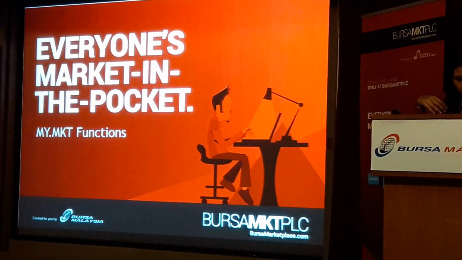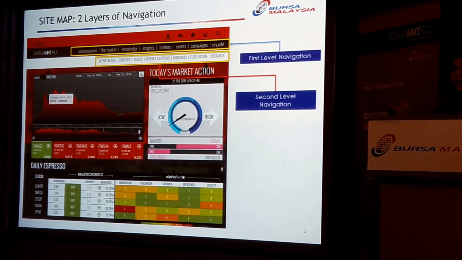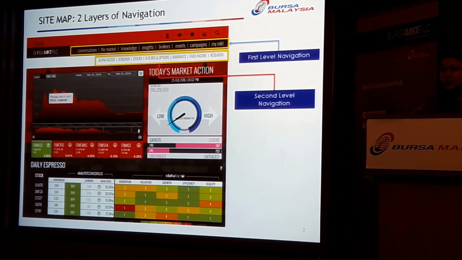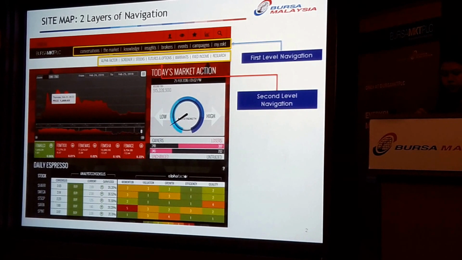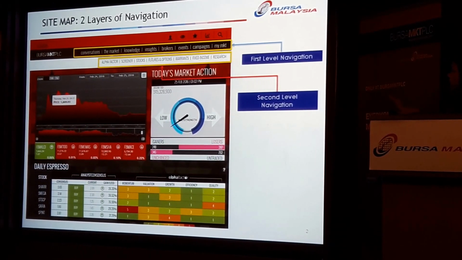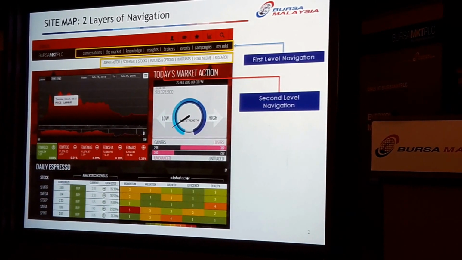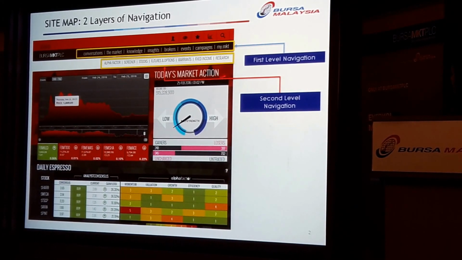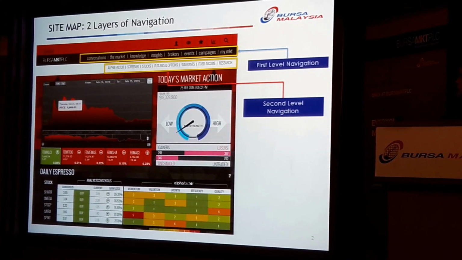Okay, so under My Market functions, this is how it looks, right? Some of the users have been complaining that the page itself is pretty confusing, but basically it's just a simple layer. Bursa Marketplace has two layers. The first layer up there, and then also the second one. The first one is the main one. The second one is the second level navigation.